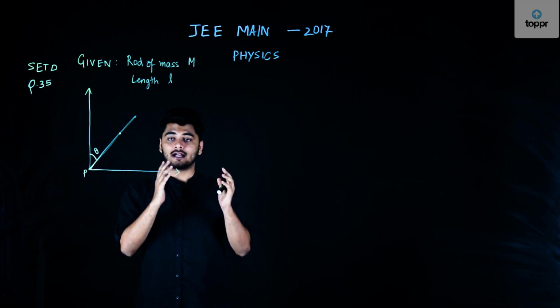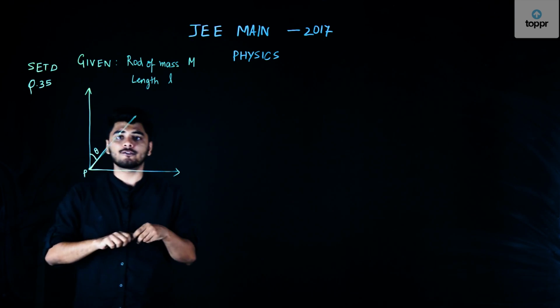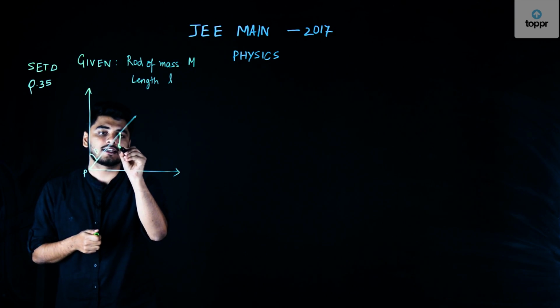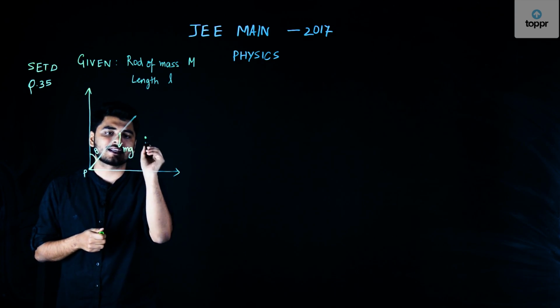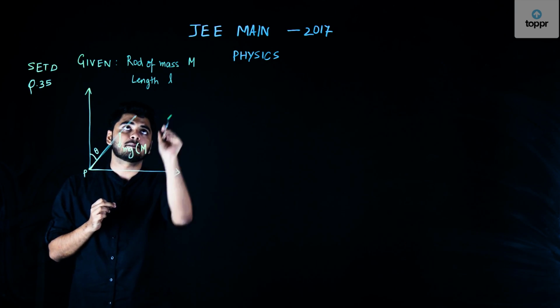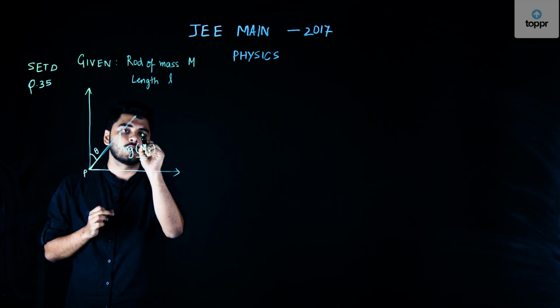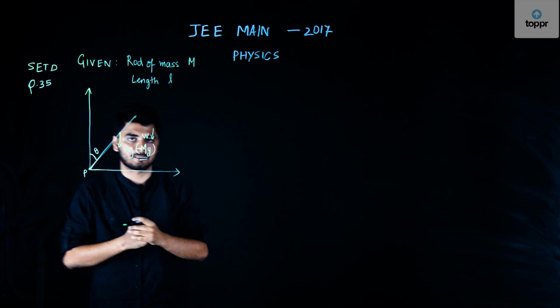First I need to find out what are the forces that are acting on this rod. The first force is the weight of the rod itself, which is equal to mg. This is fairly simple. I shall replace that m by capital M as we have been given the mass to be capital M. So capital Mg is the weight of the rod which is acting in the downward direction.